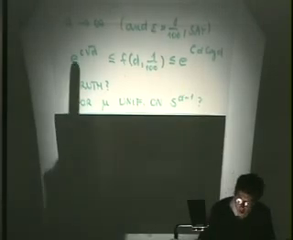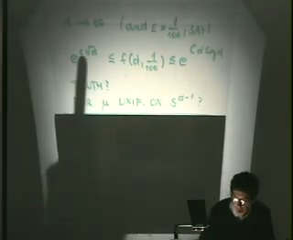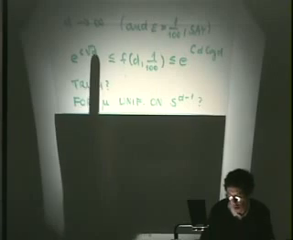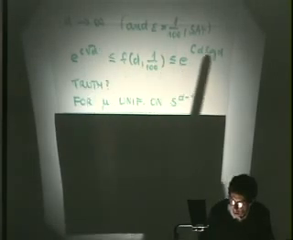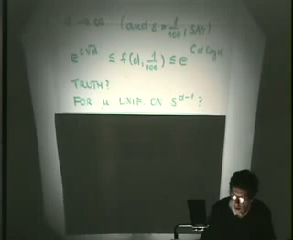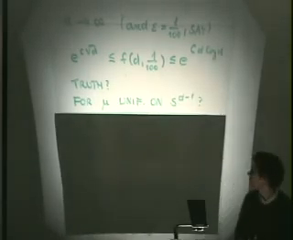So what is known is written here. From below, it's e to the constant times root d. From above, it's e to the, like, d to the d, so e to the constant d log d. So what is the truth?